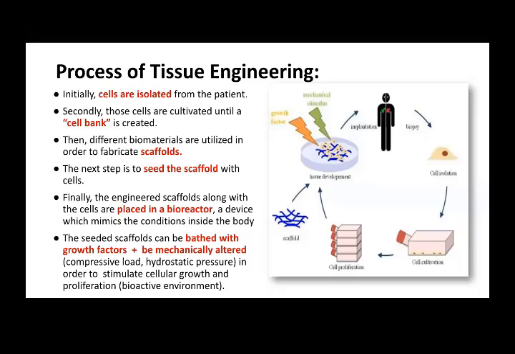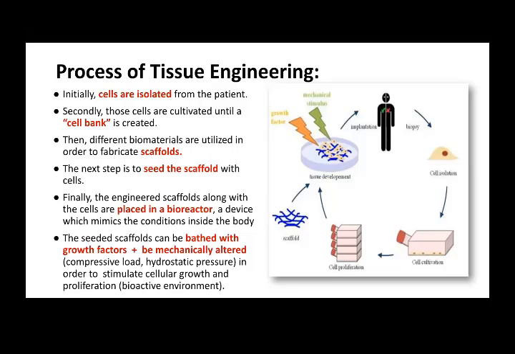The process of tissue engineering starts initially with cells that are isolated from the patient. Secondly, these cells are cultivated until a cell bank is created. Then different biomaterials are utilized in order to fabricate scaffolds. The next step after that is to seed the scaffold with the cells. It's basically growing them. Finally, the engineered scaffolds, along with the cells, are placed in a bioreactor, a device which mimics the conditions inside the body, which helps the growth of the cells.